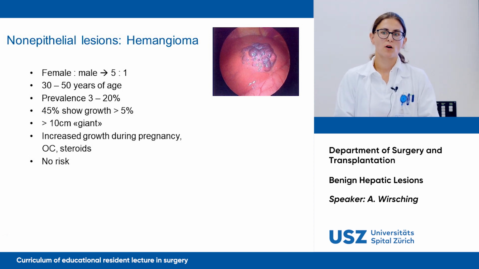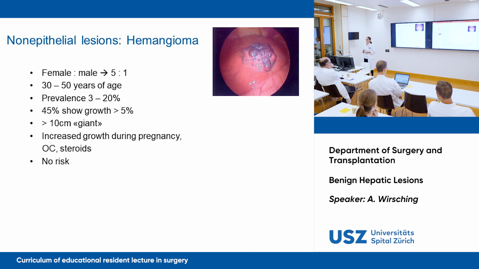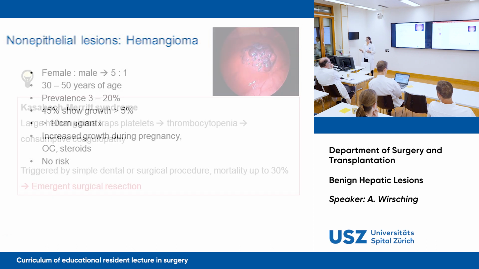Above 10 centimeters, a hemangioma is considered to be giant, and those giant hemangiomas, which may also be pedunculated, have an increased risk of causing problems. Again, like in hepatocellular adenoma, there is growth with pregnancy, oral contraception and also steroid use. So if possible, one should stop this medication in order to prevent growth. There is no malignant risk with hemangioma in the liver. So even in big lesions, it is very rarely encountered that those lesions bleed or cause any trouble.